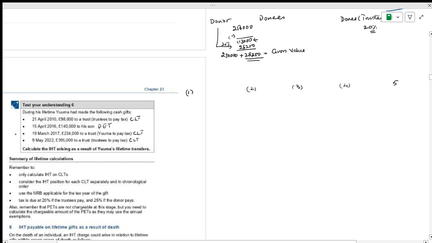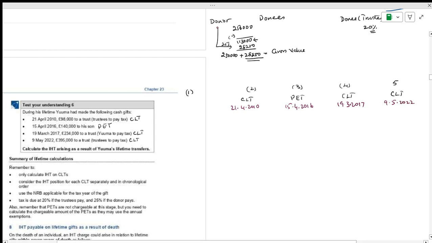The first one is CLT, the second one is PET, the third one is CLT, the fourth one is CLT. When they have mentioned the date, keep the amount and the date into consideration. The dates are 21/4/2010, 15/4/2016, 19/3/2017, and 9 May 2022.